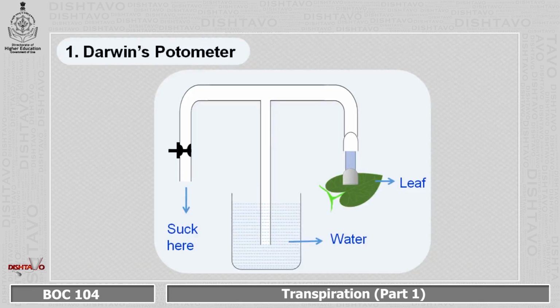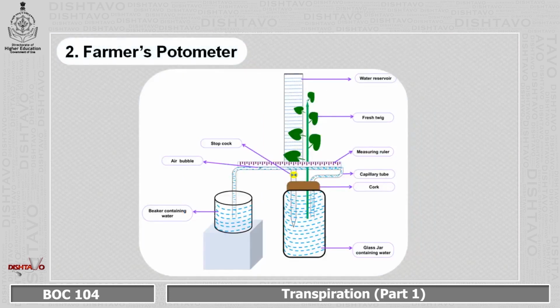Coming to Farmer's potometer, in this method we have a glass bell jar which is covered with a cork having 3 holes. In one of the holes, there is a bent glass rod inserted in this glass jar, which is placed in another beaker containing water. In the middle, there is a fresh twig which is cut under water. In the third hole, we have a water reservoir which is fitted with a stopcock.